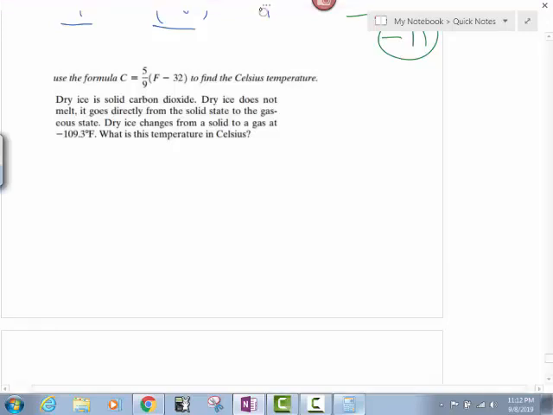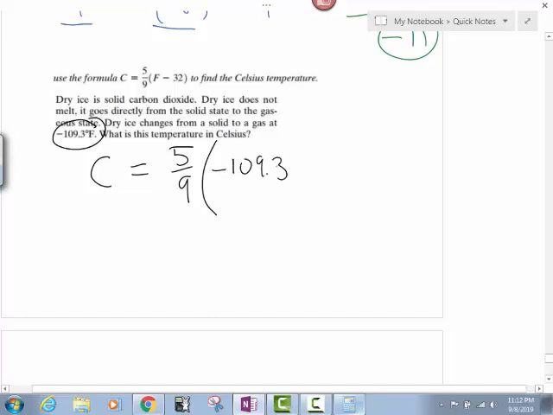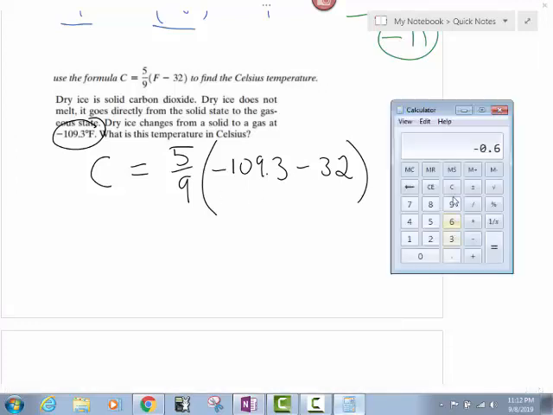Let's take a look. So my first step here, by my pen, okay, C equals 5 over 9. The number we're going to plug in for F is a negative 109.3. Okay. Now it says minus 32. So on my calculator, the first thing I'm going to do is do this part right here. So let me grab my calculator. Let me clear it out. 109.3. Got to make sure it's negative. Minus 32 equals negative 141.3.